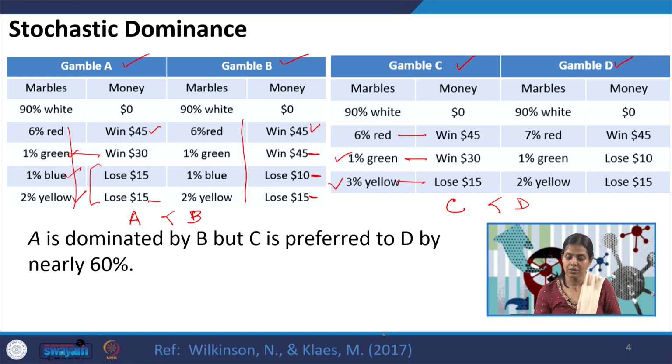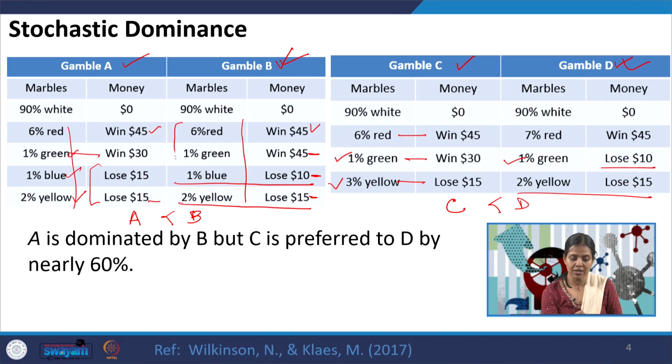In a similar fashion, if I compare gamble B and gamble D, we would see that here again 1% green, lose $10, can be equivalent to 1% blue, lose $10, and 2% yellow, lose $15. It remains the same. So, 6% red and 1% green are combined to make 7% red, where the winning amount is again the same at $45. So, that is why if B strictly dominates A, then D should strictly dominate C, but since the loss appears twice here, people were observed to prefer C over D.